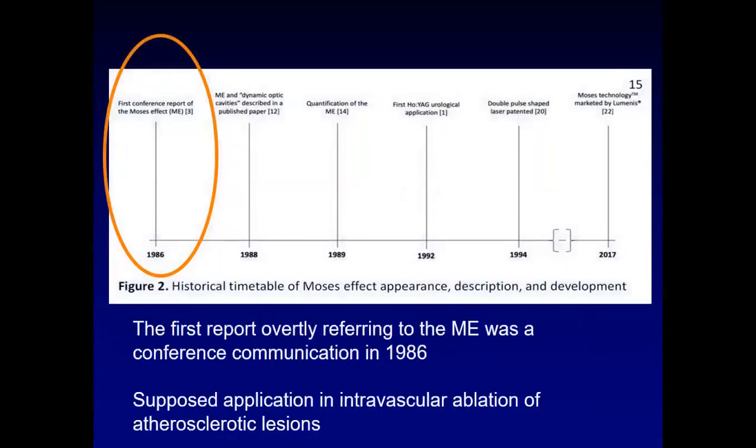So the origins: in 1986 we discussed the Moses effect. The first report came in 1986 at a conference, where it was communicated, and it was used for intravascular ablation of atherosclerotic lesions.